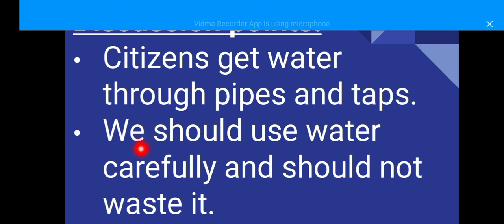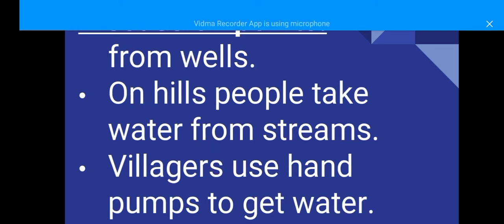Last one, as I have discussed earlier with you, this is the most important part of today's lesson: we should use water carefully and should not waste it. Please keep this in mind, that we are not going to waste water for any use again. From today onwards, you will use it properly with care. And I hope that you all will cooperate.